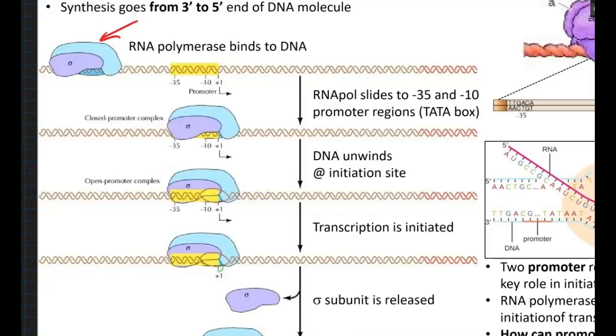I want you to understand the basic fundamental concept, okay? We're not going to go into pol 1, pol 2, pol 3 in eukaryotes, just RNA polymerase in bacteria. So it binds to the region of DNA, the region before the gene, that's called a promoter.